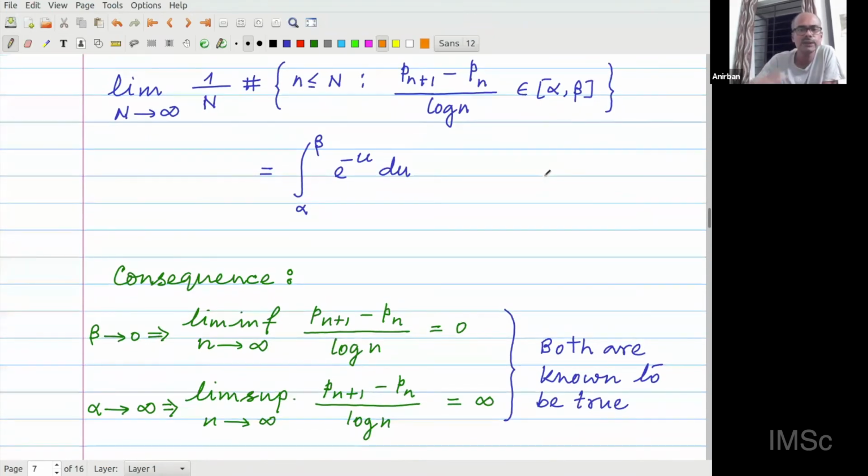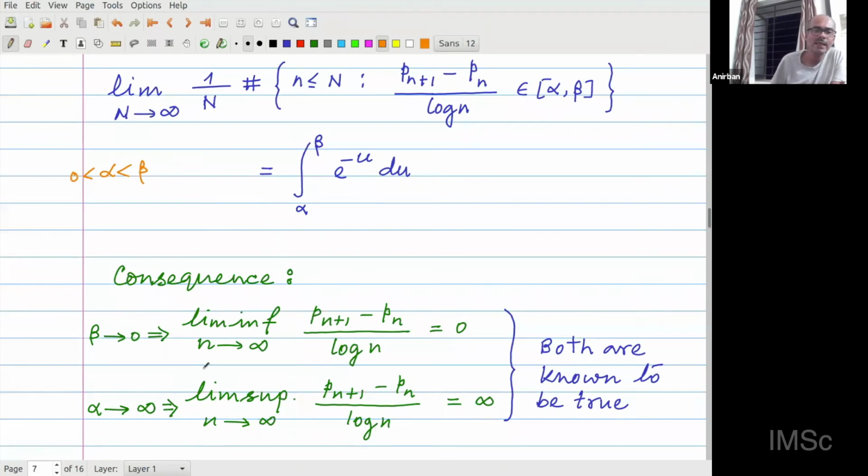So just see that. Now if I take this, here we have alpha less than beta, and this is all positive. So if I take beta to 0, of course alpha would also go to 0. If I just let everything go close to 0, then we can say that the limit infimum of this quantity, this gap divided by log n, is 0.